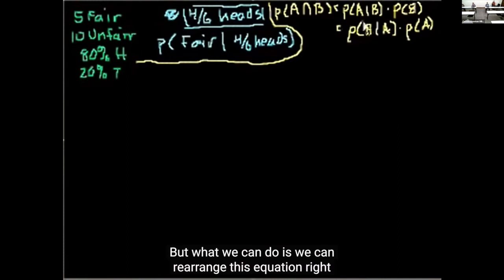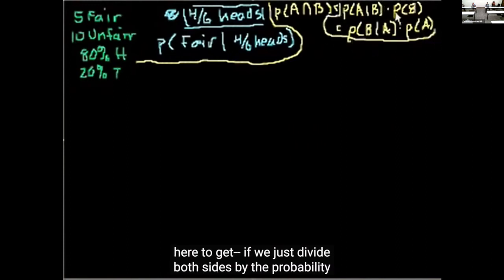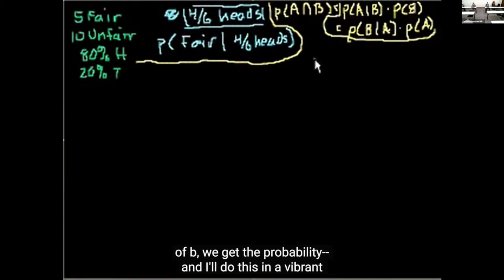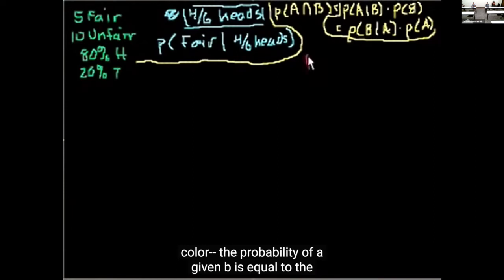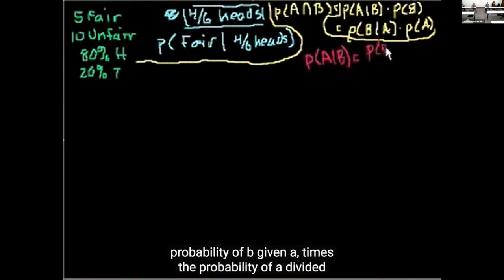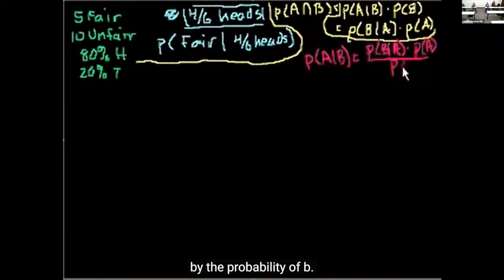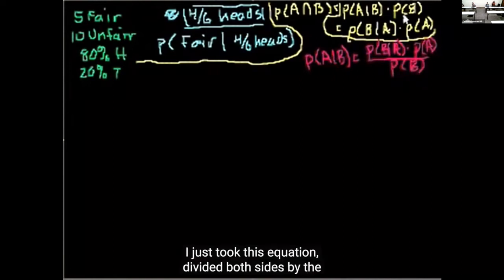But what we can do is rearrange this equation right here. If we just divide both sides by the probability of B, we get, and I'll do this in a vibrant color, the probability of A given B is equal to the probability of B given A times the probability of A divided by the probability of B. I just took this equation, divided both sides by the probability of B, and I got this.